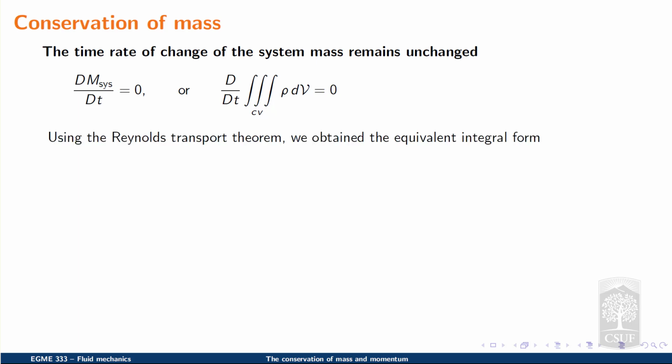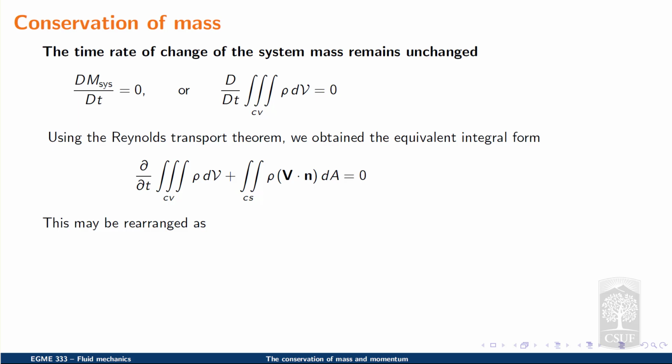By using the Reynolds transport theorem, we can obtain an equivalent integral form where we can expand the material derivative of the system mass to equal two separate integrals, a control volume integral and a control surface integral. And again, we set that expression equal to 0.